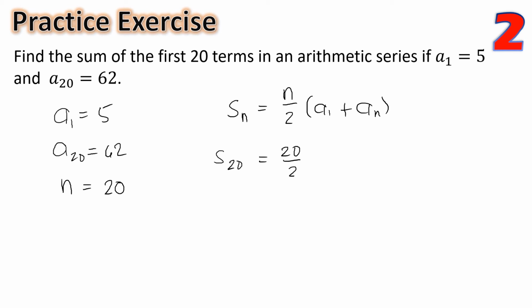20 over 2 times 5 plus 62. 20 over 2 is 10. 5 plus 62 is 67. So the sum of the first 20 terms is 670.